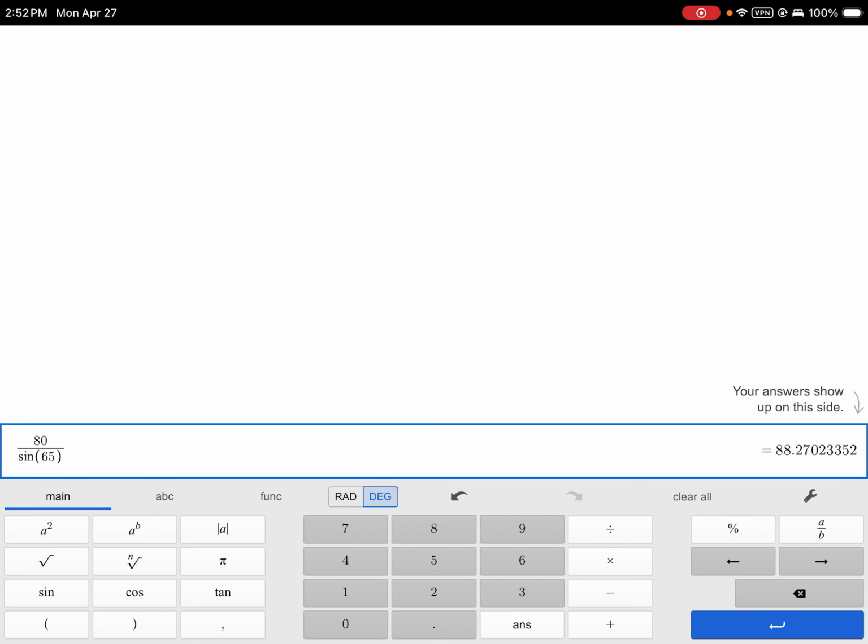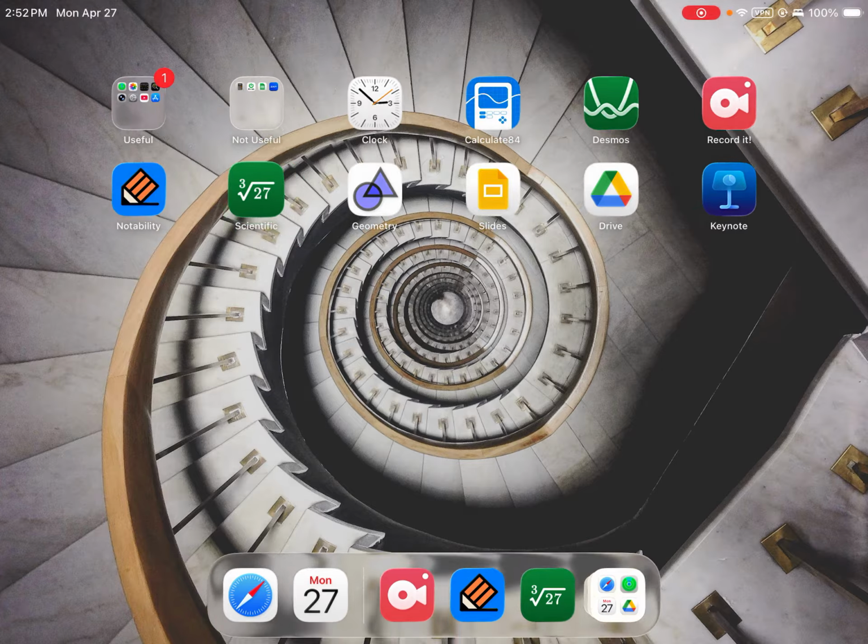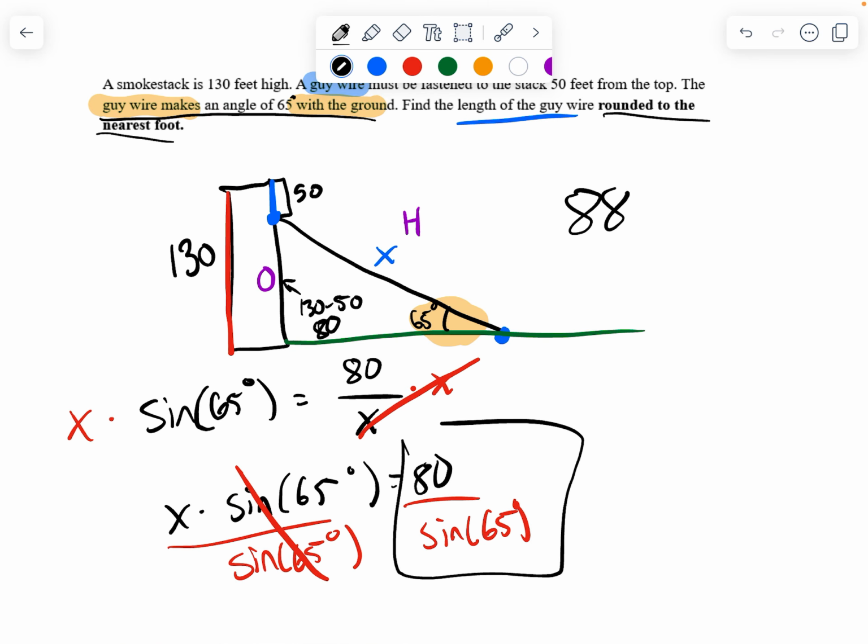And then to the nearest foot would be your nearest whole number. The 2 would round down that 0.2, which means that 88 feet would be the answer to this particular problem. That would be the length of the guy wire.